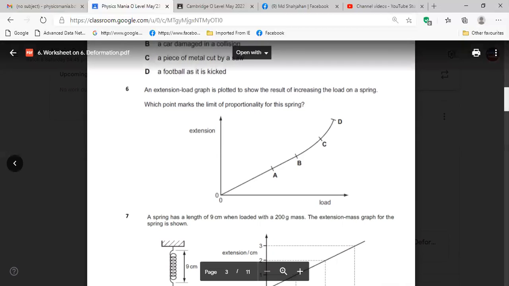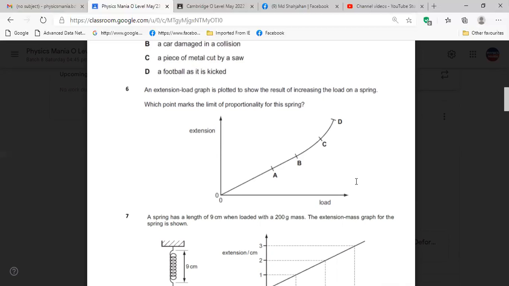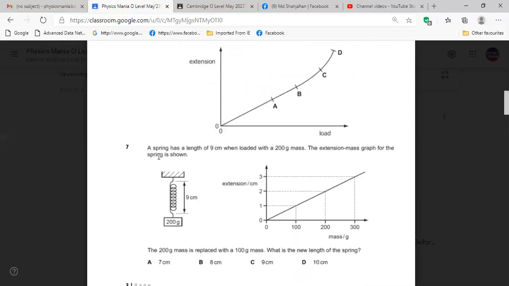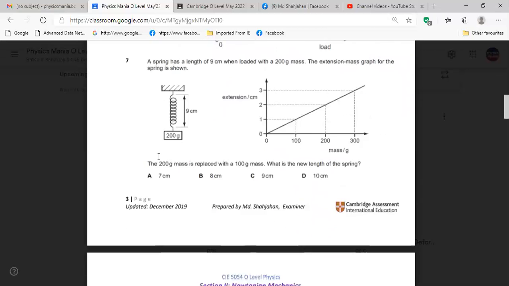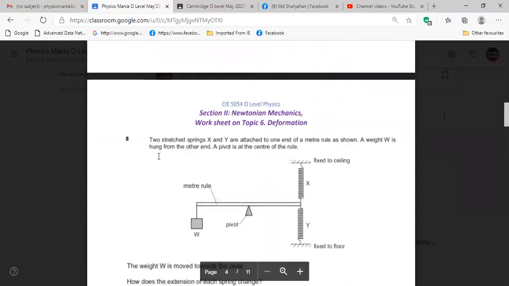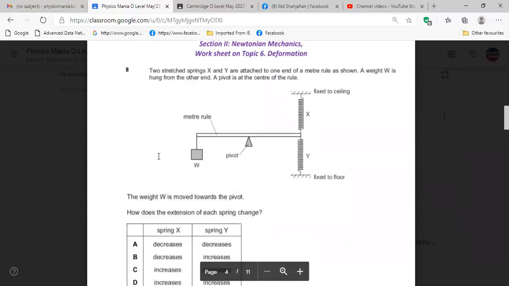You can also use your ruler on the screen. Yeah, zoomed it seems B should be the limit of proportionality. So B. Homework: 2, 4, 5, 7.